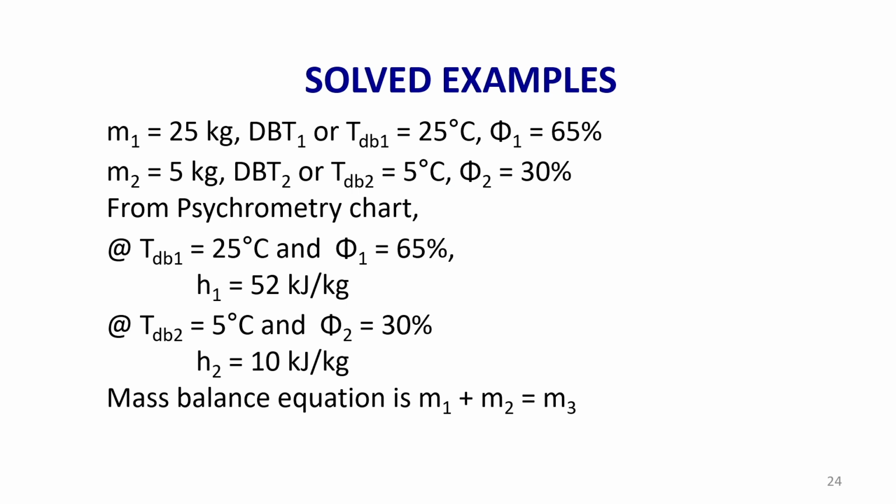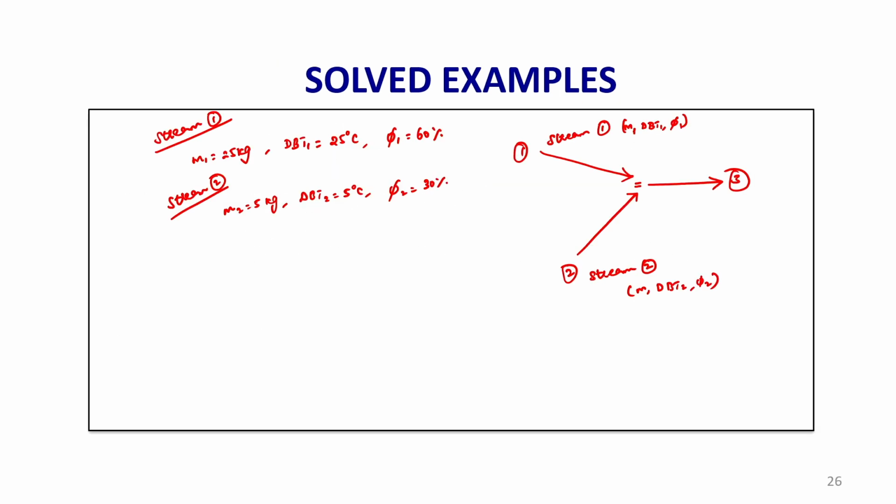Okay. So, already we have taught you how to use the psychrometric chart. We know 2 properties apart from the mass flow. So, using these 2 properties, at dry bulb temperature 1 equal to 25 degrees centigrade and phi 1 equal to 60, we can find out the condition of air on the psychrometric chart.